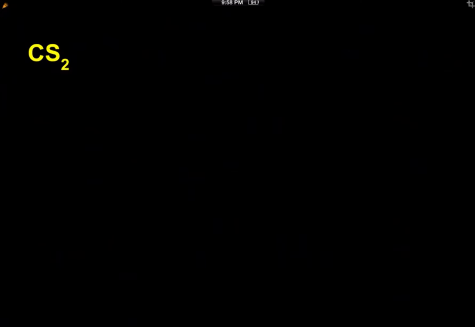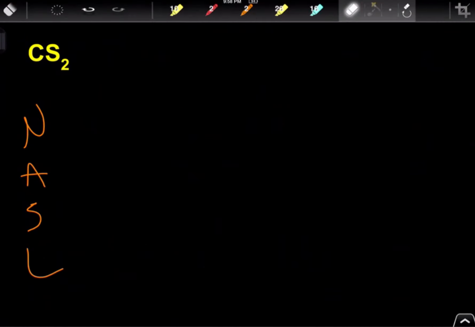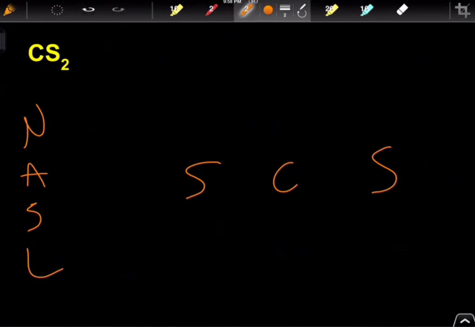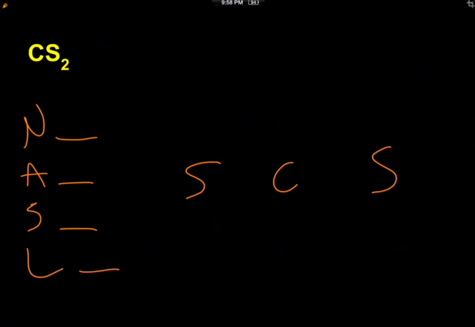CS2. So we've got a carbon and 2 sulfurs. Let's put the carbon in the middle, because that's what usually happens. And since there's 2 sulfurs, they'll go on the other sides. The N here, we've got 3 non-hydrogen atoms, so we're going to need 24 electrons. We have 2 sulfurs with 6 electrons each and a carbon with 4 electrons. That's a total of 16, 12 plus 4, which means we're going to need to share 8 electrons, and we're going to have 8 left over.